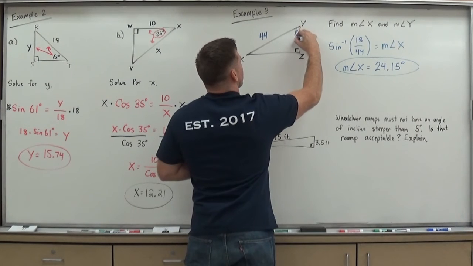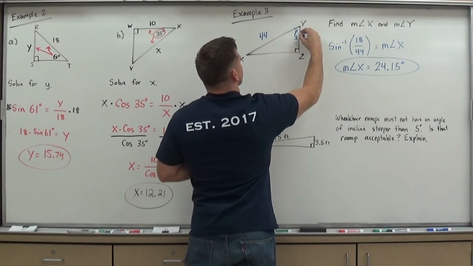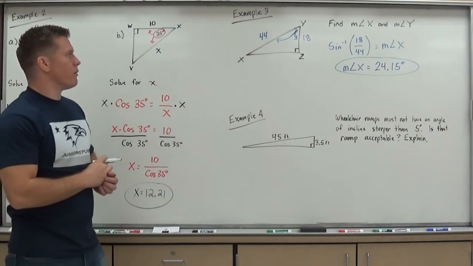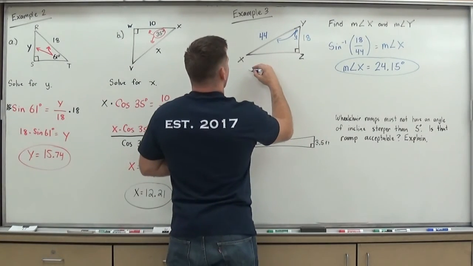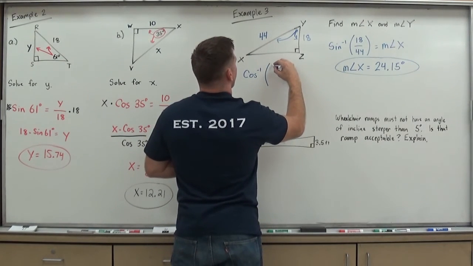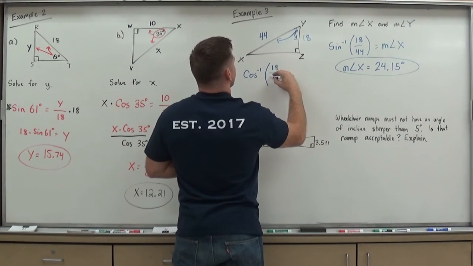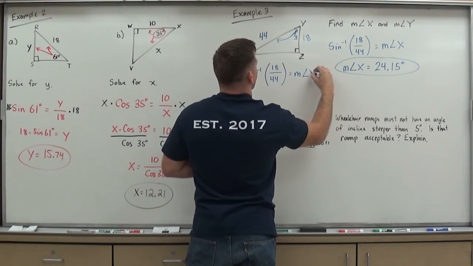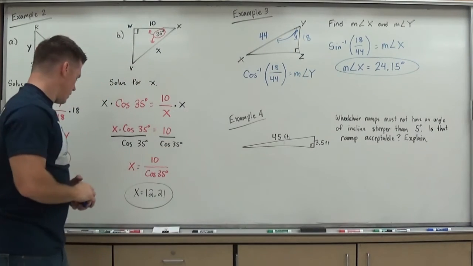Well, for that one, I have adjacent over hypotenuse. That's a cosine. So I can do the cosine inverse of adjacent 18 over hypotenuse 44, and that would give me the measure of angle y. Let's try that.